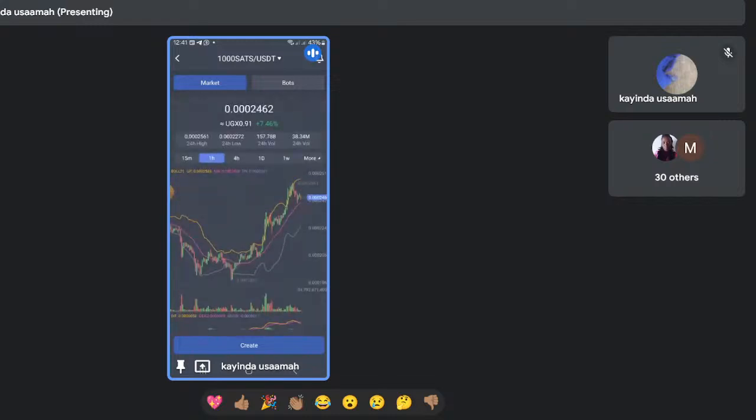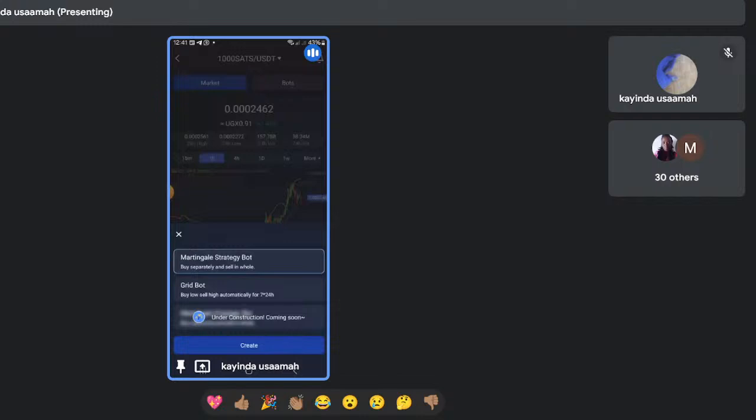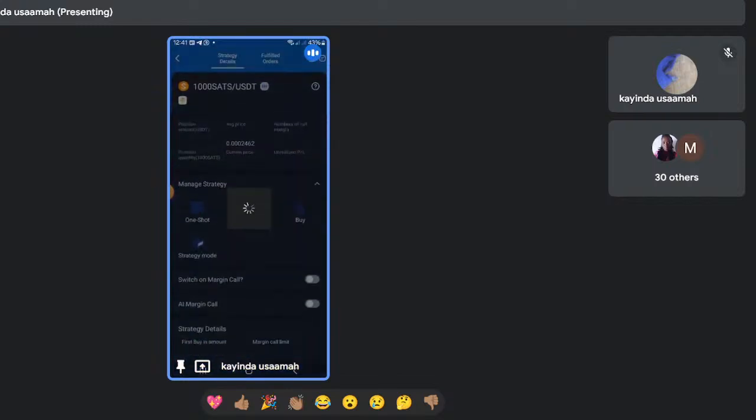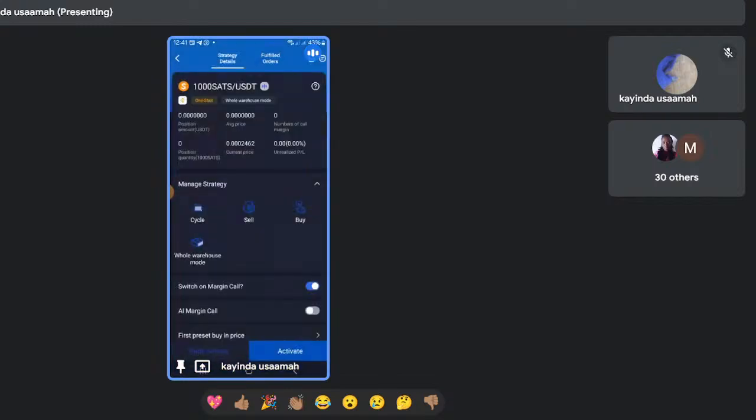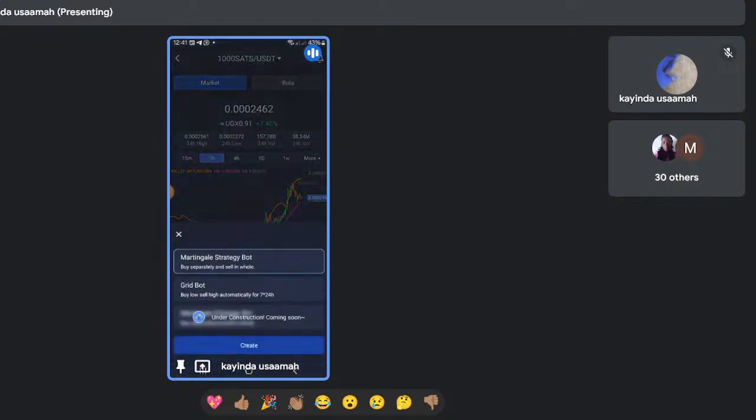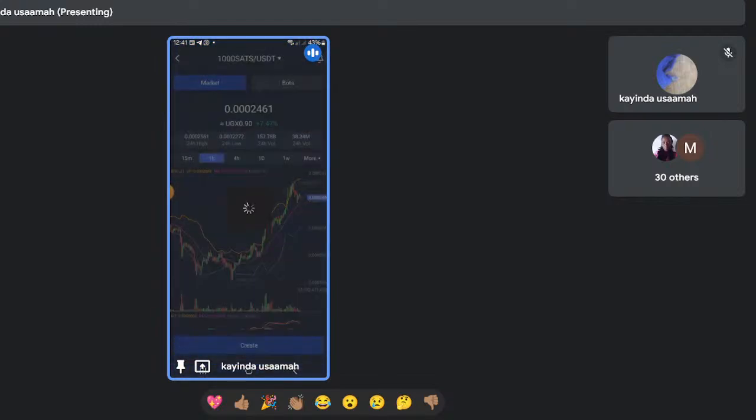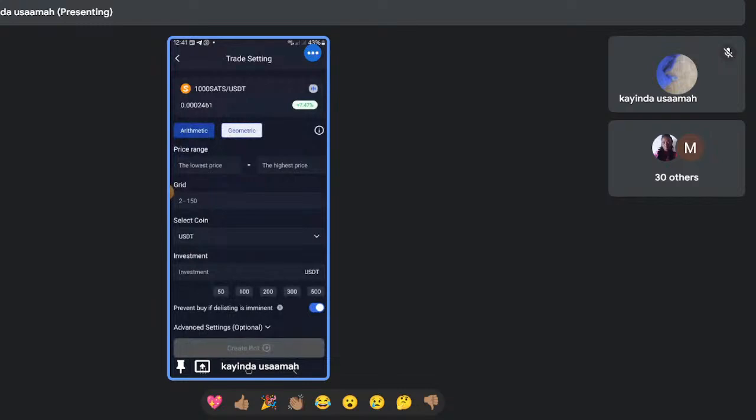Then tap create. When you tap create, Roku will still ask you which robot you want. Usually as a team, we are trading the martingale bot. So you tap create again, it opens the martingale strategy bot. When you choose greedy bot, it will open the greedy bot. Greedy bot looks like this.